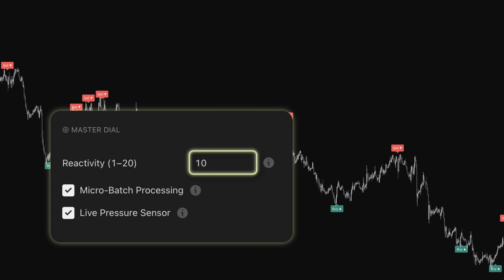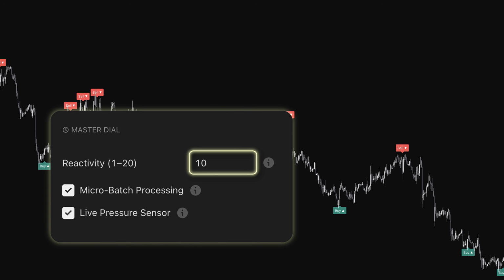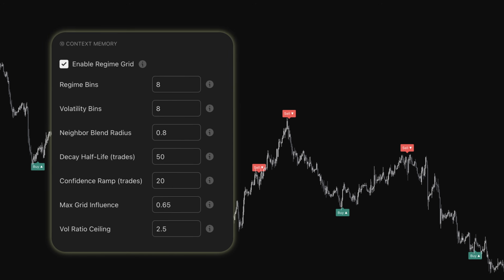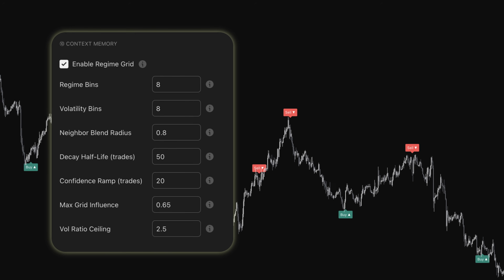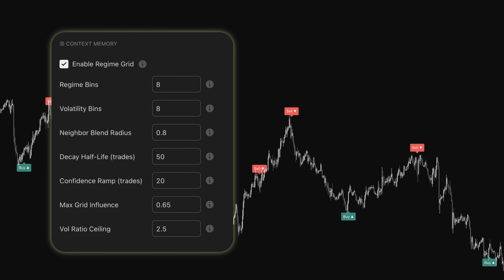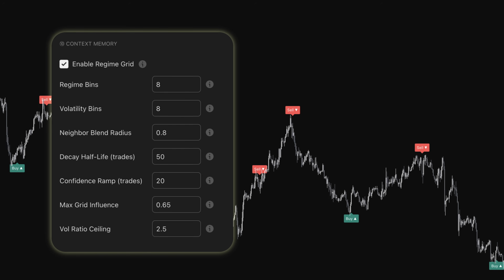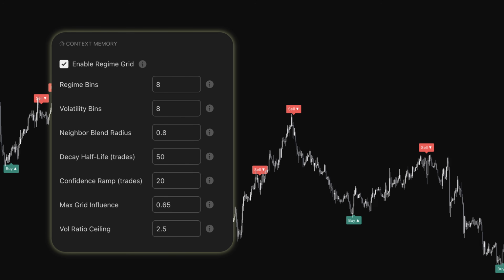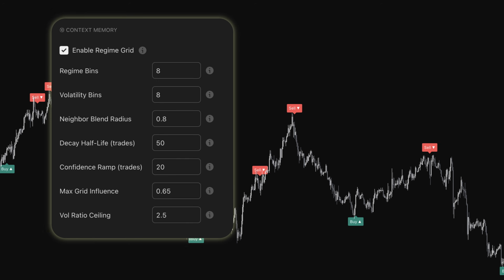A master dial from 1 to 20 controls how aggressively the system adapts. On top of that, a regime grid builds a memory of which parameter adjustments worked well under specific market conditions. So when the market returns to a familiar state, the system draws on that history rather than starting from scratch.